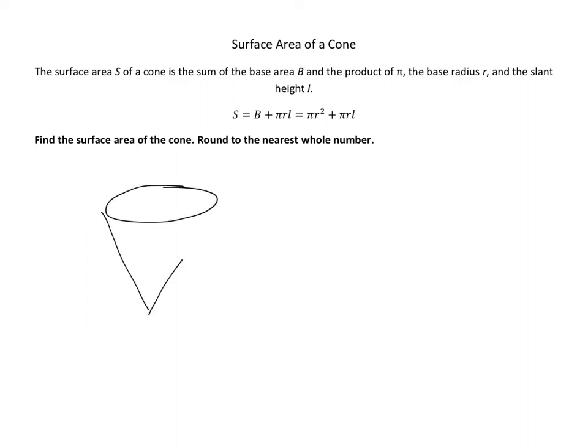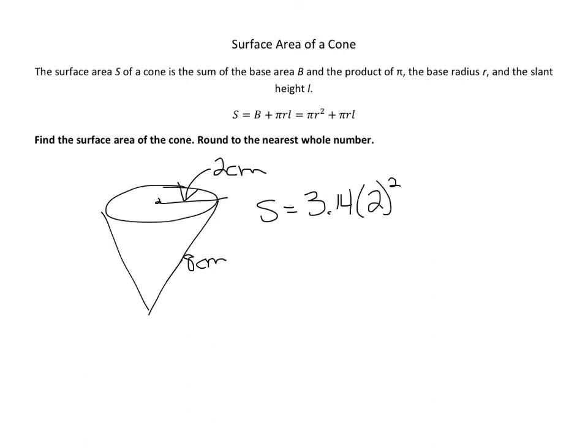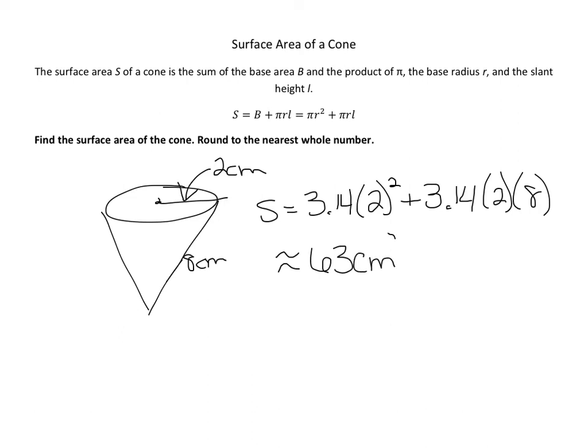Let's say I have a cone that has a radius of 2 centimeters and a slant height of 8 centimeters. This one, just like whenever we're finding the surface area of a cylinder, we can just plug them right into the formula. So surface area equals pi times r squared, which all of this they give you, plus pi times r times L. So they give you all those numbers, you've just got to plug them in the right spot into the formula. Let's round to the nearest whole number. You should get 63 centimeters squared.